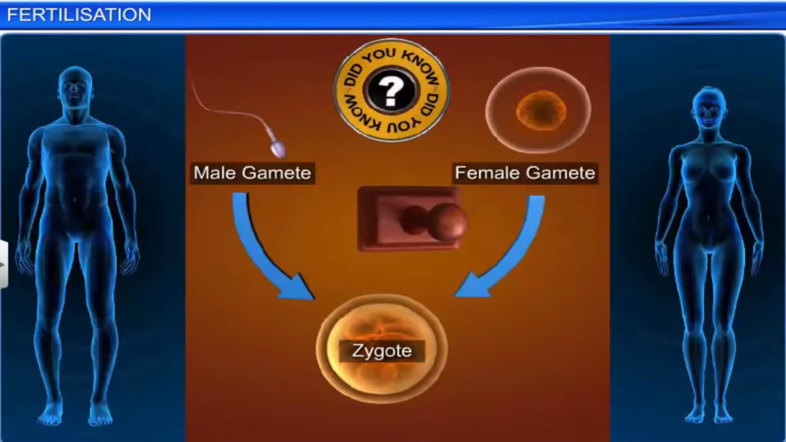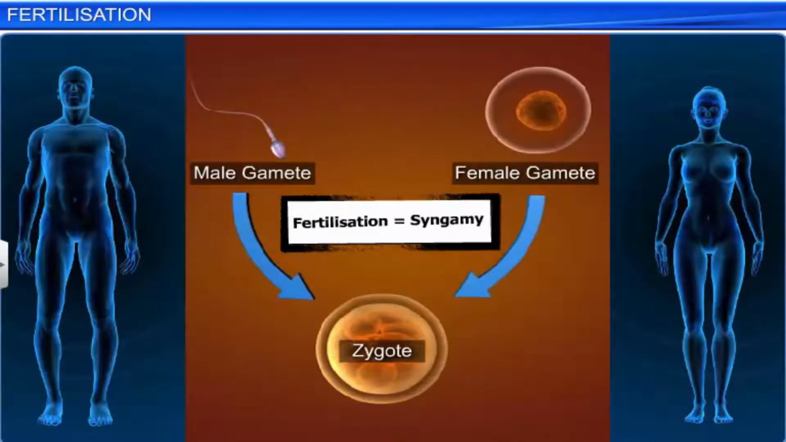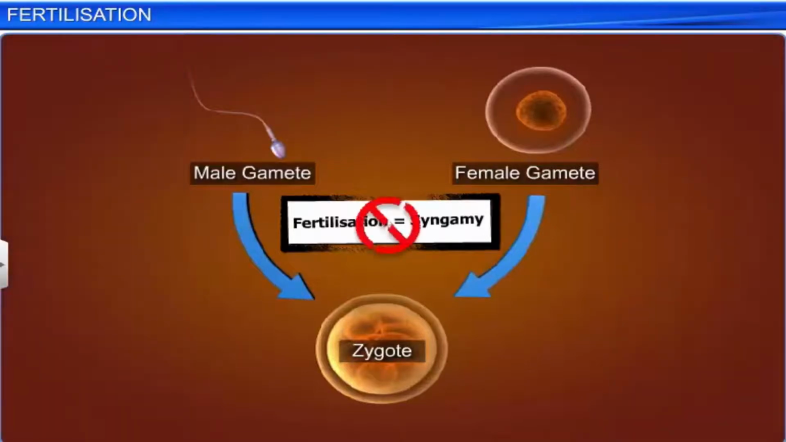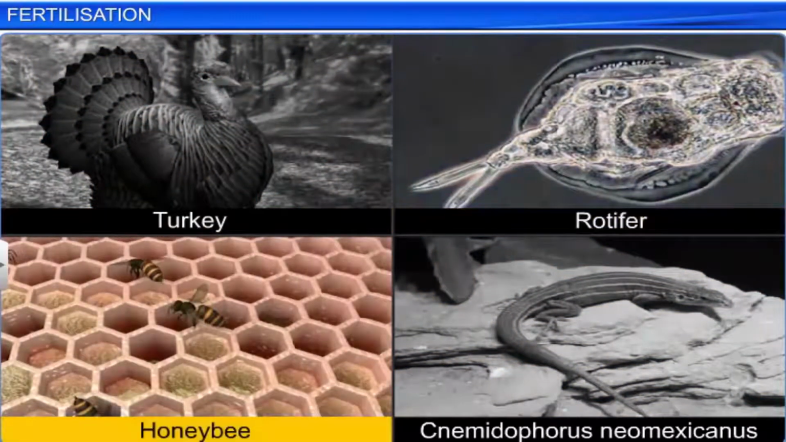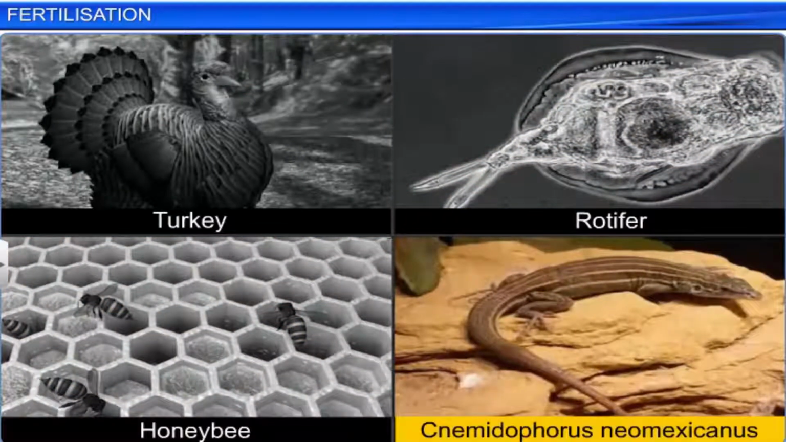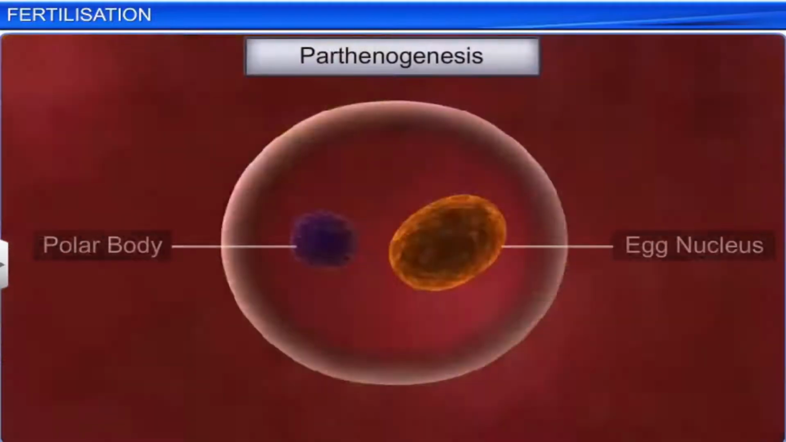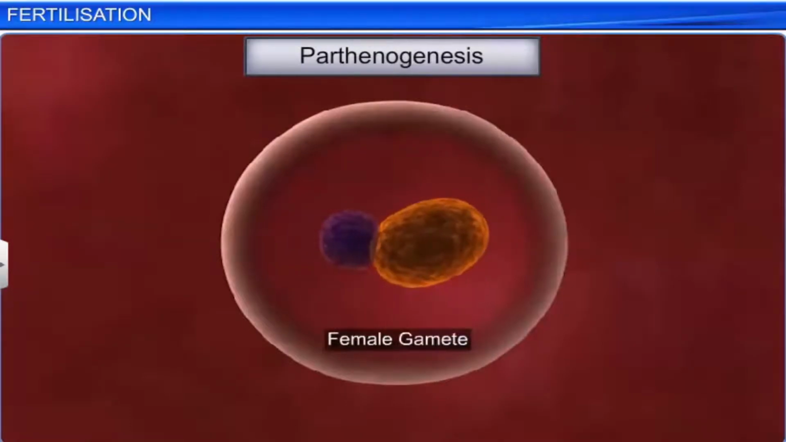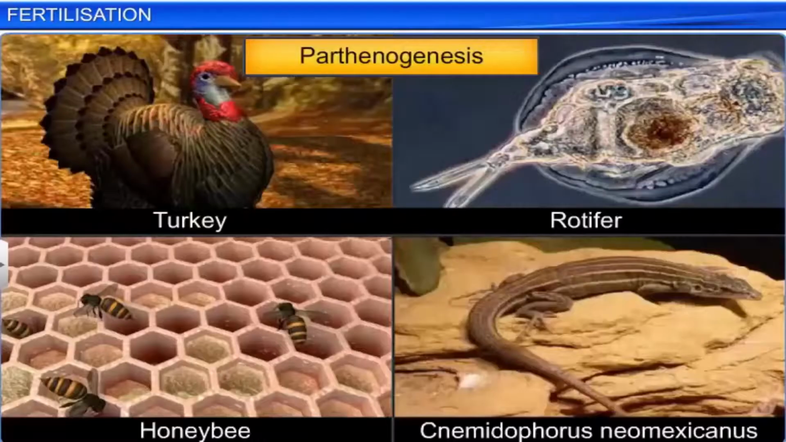Did you know that syngamy is the other word used to describe the process of fusion of gametes, or fertilization? Interestingly, fertilization does not occur in every sexually reproducing organism. In certain organisms, such as turkey, rotifers, honeybees, and even some lizards such as Cnemidophorus neomexicanus, a process called parthenogenesis takes place. In this process, the female gamete does not fuse with the male gamete, but undergoes developments such as cell division or chemical changes to form new organisms. Parthenogenesis, however, occurs only in a few organisms.